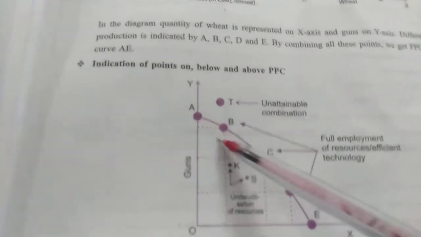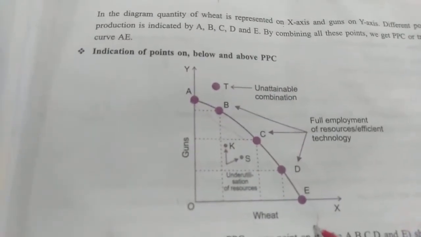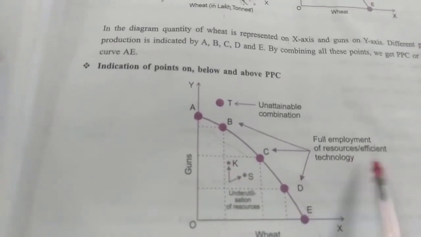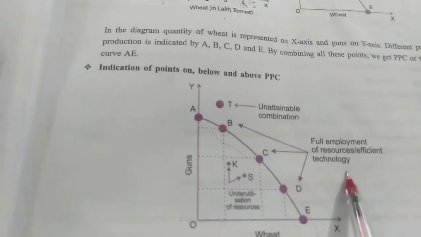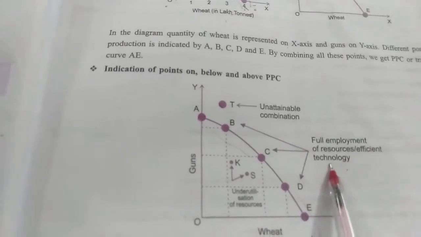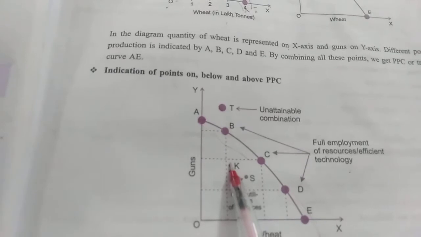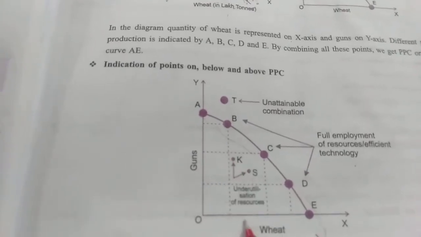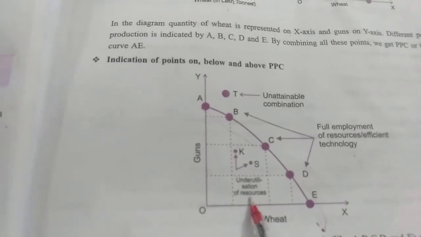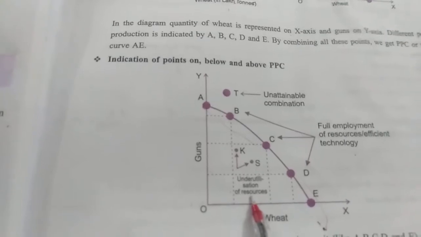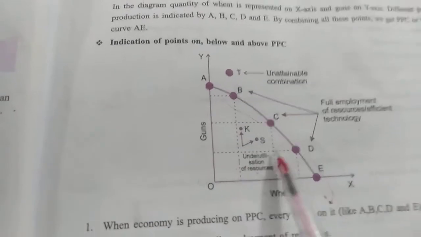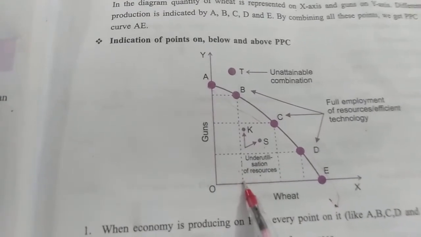Fine. This is the best possible production criteria with the use of given resources and technology. So here full employment and efficient resources and technologies are used. But if we are not using those technologies and resources in a proper manner, what is happening here? Here the production is at K and S, which is an underutilization of whatever resources we have. For example, 80% of the land we have utilized and 20% of the land is not being utilized. So that is the reason why the production has come down, and this is the underutilization of resources here.